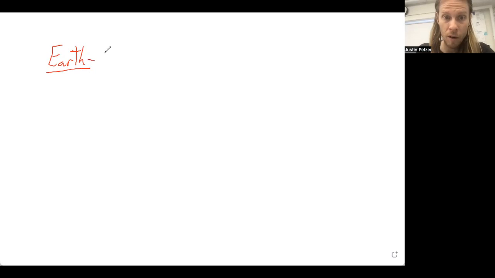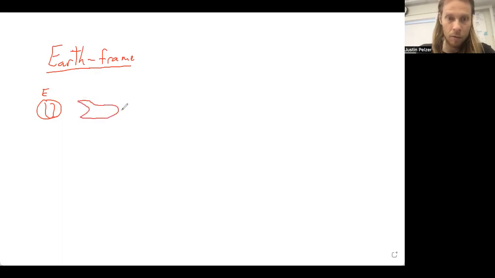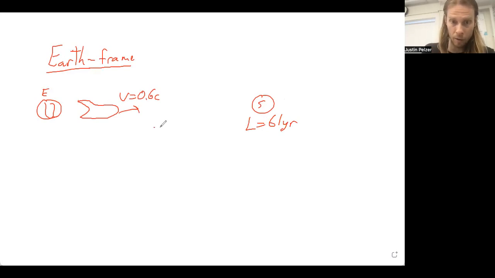So from the Earth reference frame, because that's the whole point, what the Earth sees, so here's the Earth, is that a rocket goes at 60% the speed of light toward Barnard's star, which from Earth's reference frame is 6 light years away. And then it turns around and comes back. So then it goes at negative 0.6 c because it's to the left. We'll call that negative.